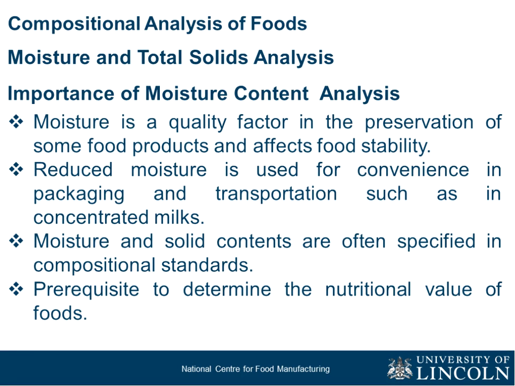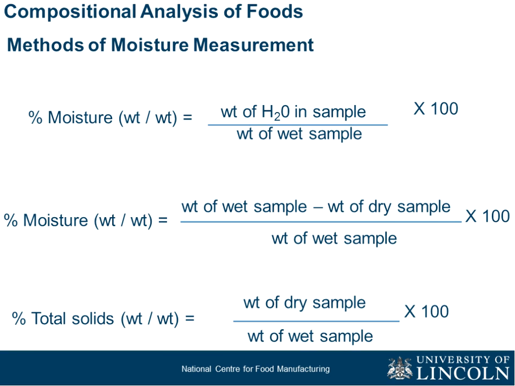Moisture is very important. If you reduce it, for example, we have concentrated milk, we have powdered milk. Because we remove the water content, it's easy for us to take them from one point to the other. Also, in compositional standards, moisture and solid content are very, very important. This is the formula we use to calculate percentage moisture, which is very straightforward: percentage moisture is the weight of water in the sample over the weight of the wet sample, weight by weight.